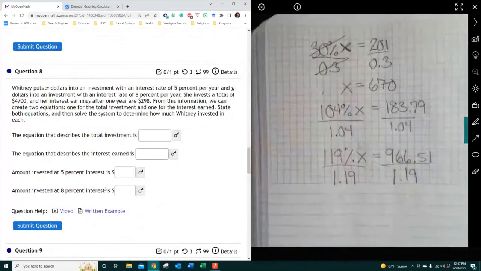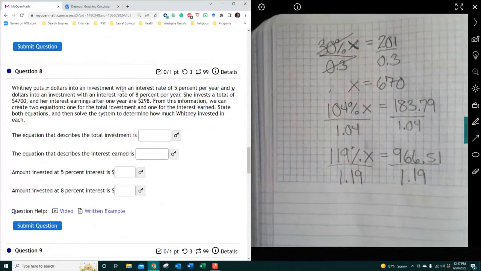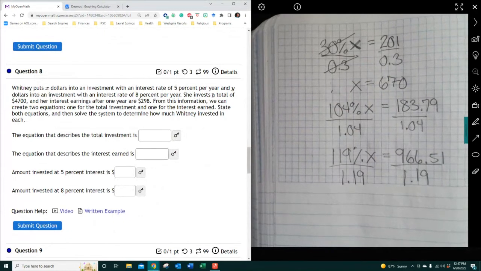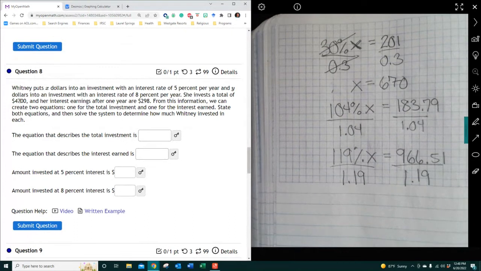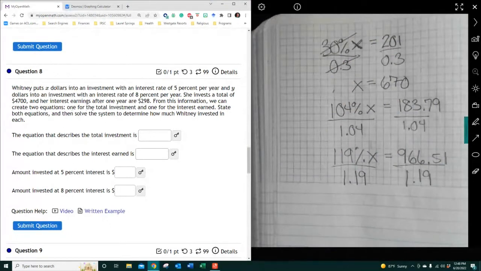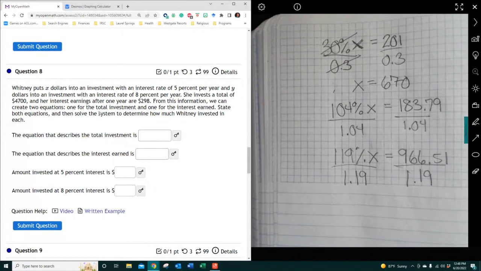Question number 8. Whitney puts $X into an investment with an interest rate of 5% per year and Y dollars into an investment with an interest rate of 8% per year. She invests a total of $4,700, and her earnings after 1 year are $298. From this information, we can create two equations, one for the total investment and one for the interest earned. State both equations and then solve the system to determine how much Whitney invested in each.